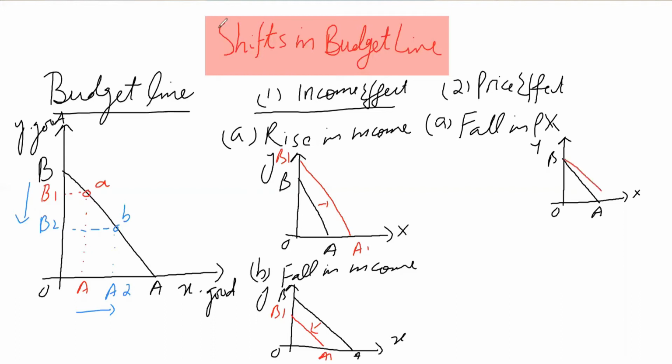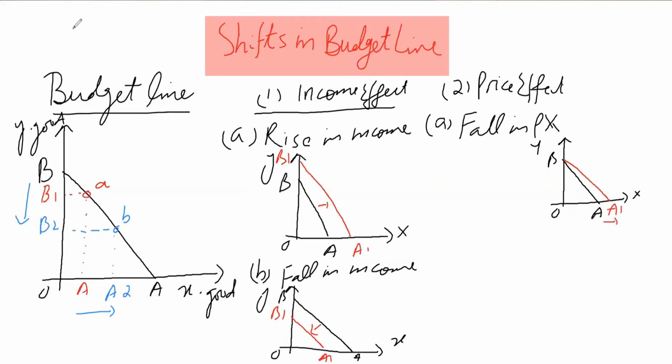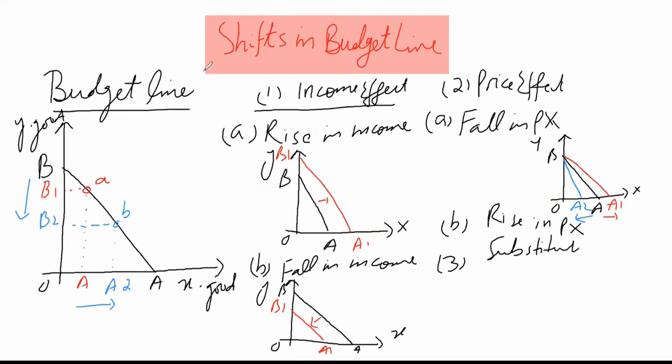Now the second situation is rise in price of x. If there is rise in price of x, it means purchasing power of consumer to purchase x good will fall, and so budget line will shift from A to A2. The blue line shows basically the new budget line, which is after the rise in price of x.